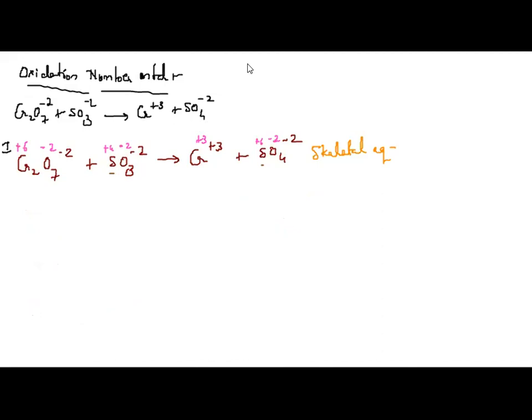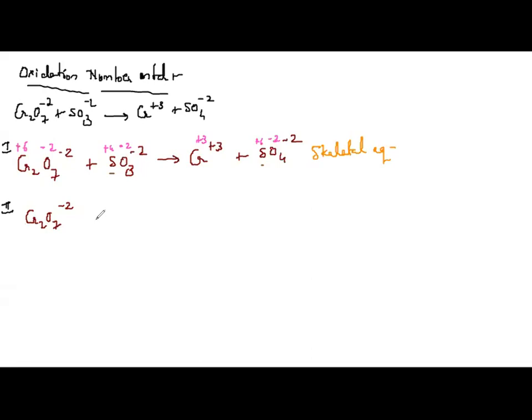What is the next step? The second step is you need to identify which is getting oxidized and which is getting reduced. So if you look at the reaction here, Cr2O7 2-, what ion is it? Dichromate ion. In this case, observe here, Cr in the dichromate ion is plus 6.